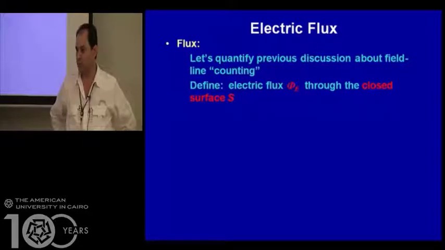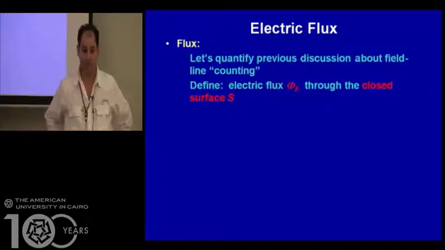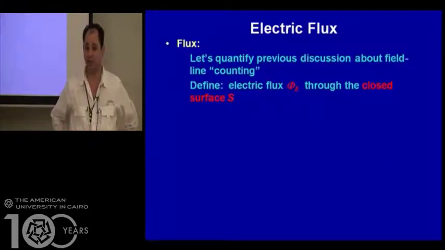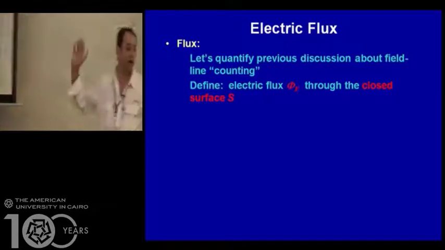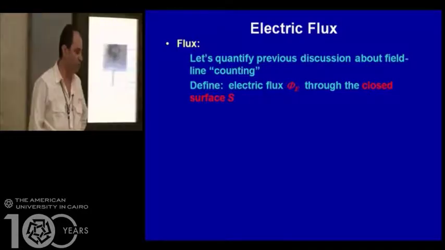What is the flux? It's the number of field lines coming out from the surface. That's it. It's the number of field lines coming out from the surface. This is the meaning of flux. It has to be a closed surface though, yes.